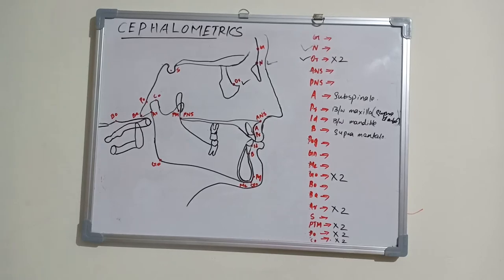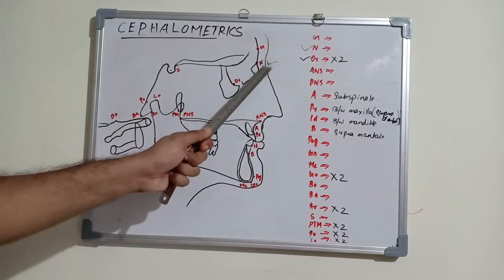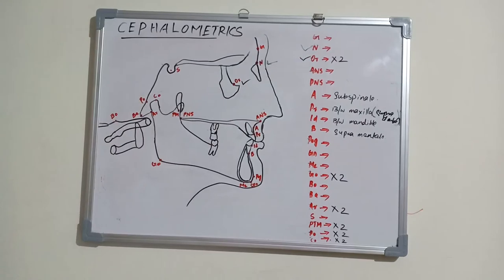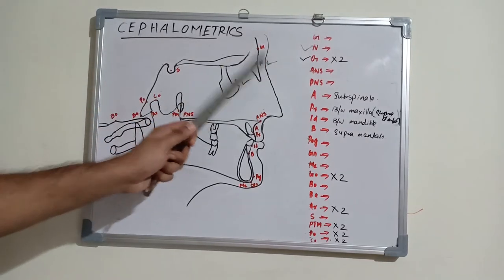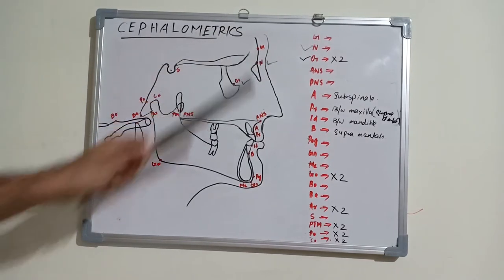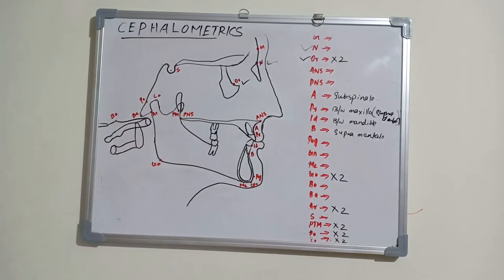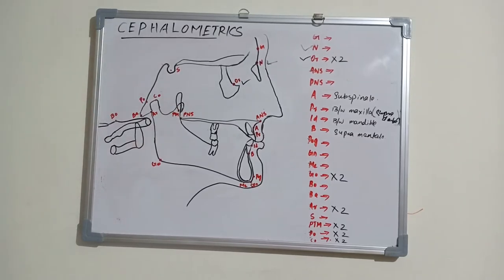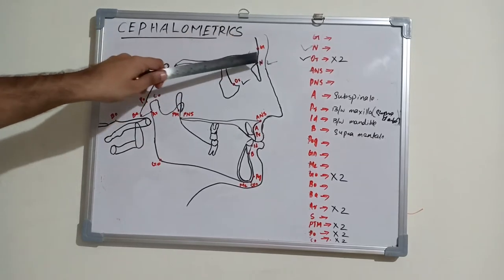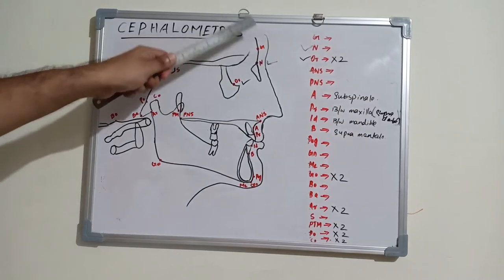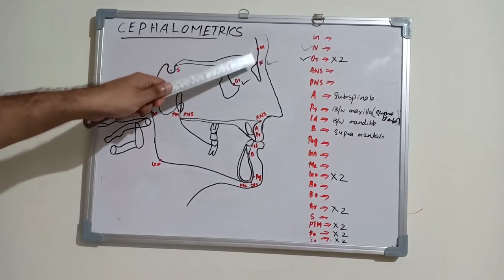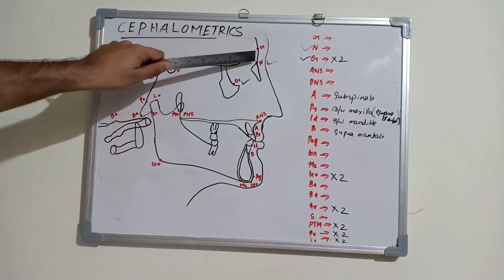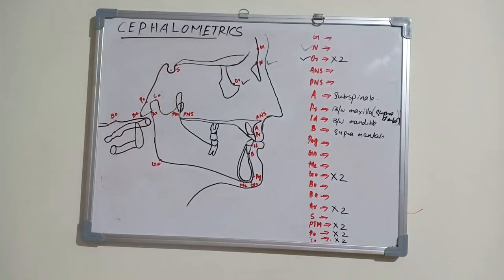The first one we have is NASION. NASION is the most anterior point, midway between the frontal and nasal bone, on the frontonasal suture. We have the frontal bone and the nasal bone. So it is midway between the frontal and nasal bone, and it is placed on the frontonasal suture. You cannot see the suture here, you can just see the sides of the frontal and nasal bone, and keep in mind that it is between the frontal and nasal bone. That is NASION.